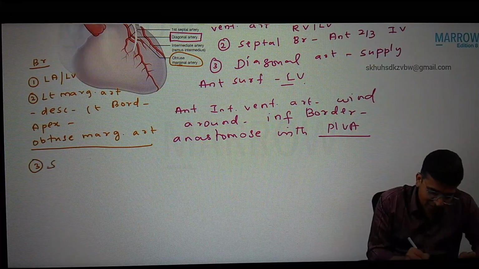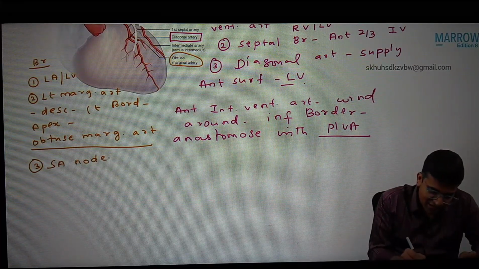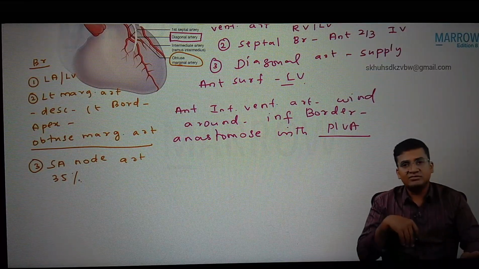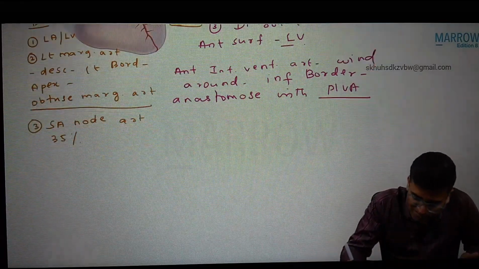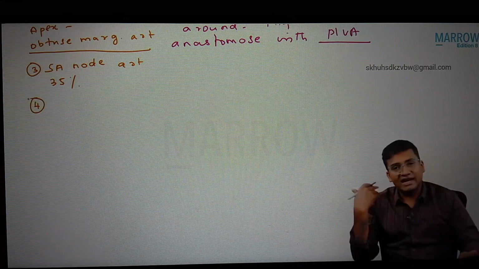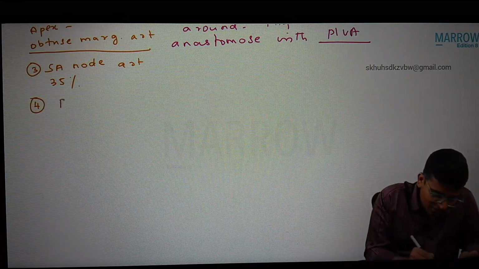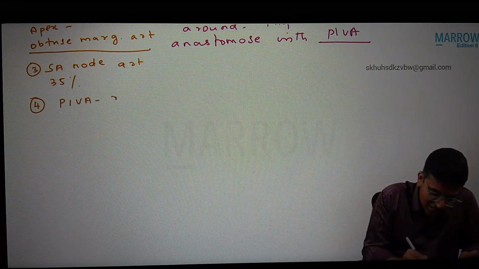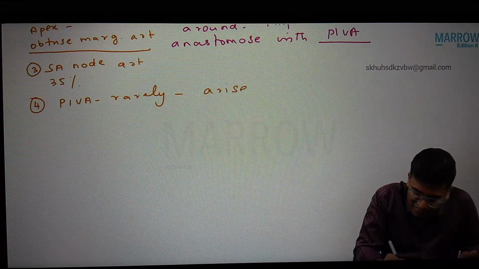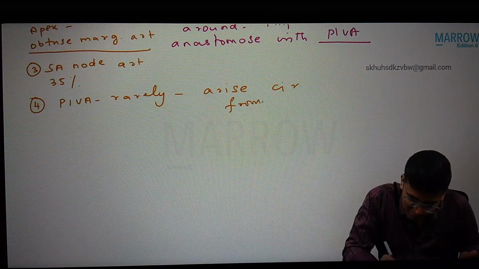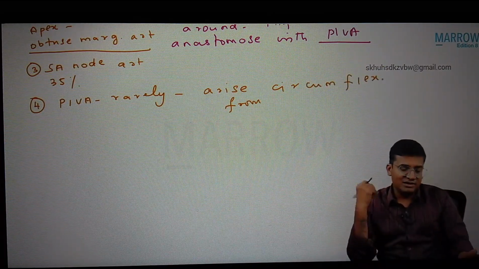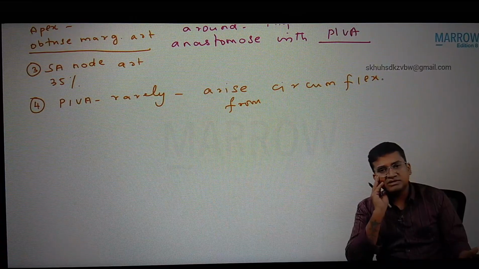I told you already, the SA nodal artery: in 35% of the cases, it is coming from the circumflex. And one last branch, again, it's not a normal branch. Very rarely, the posterior interventricular artery may arise from the circumflex artery.